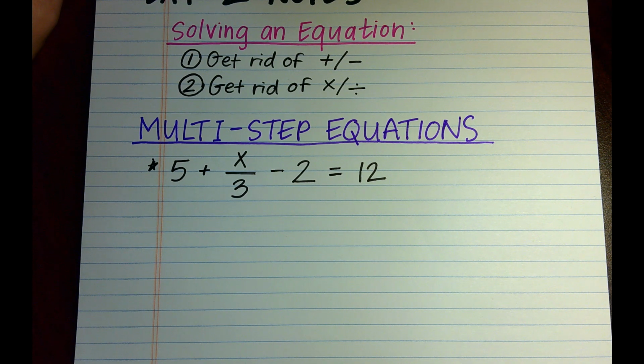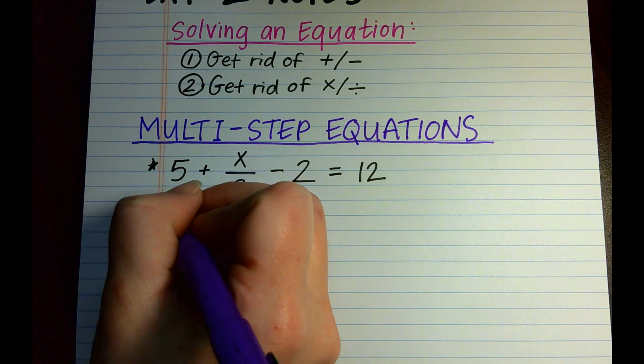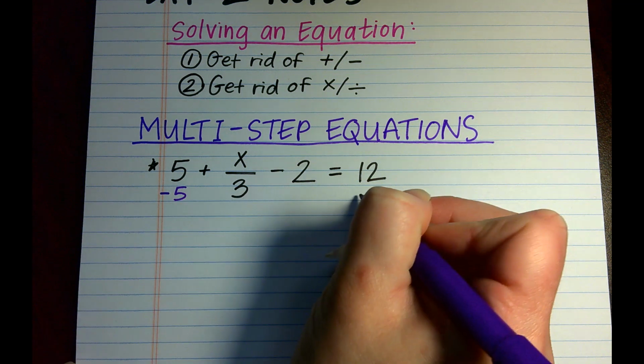The 5 or the 2. Either order, you can do either one. You'll get the same answer. Okay? So how about we start with the 5? We have a positive 5, so we'll subtract 5 from both sides, 5 and 12.